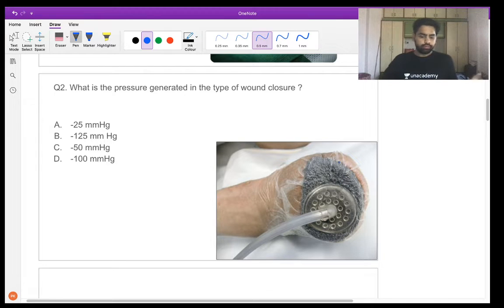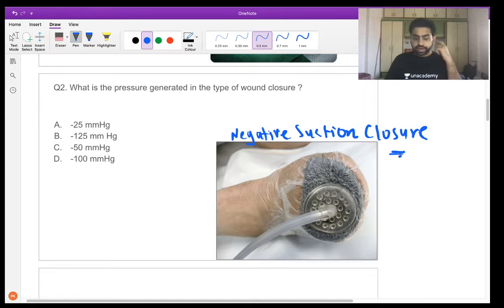No brainer, this is a negative suction dressing. This is a negative suction closure or dressing. Yes, it is a vacuum assisted closure dressing. Good. And yes, the answer is in fact B.